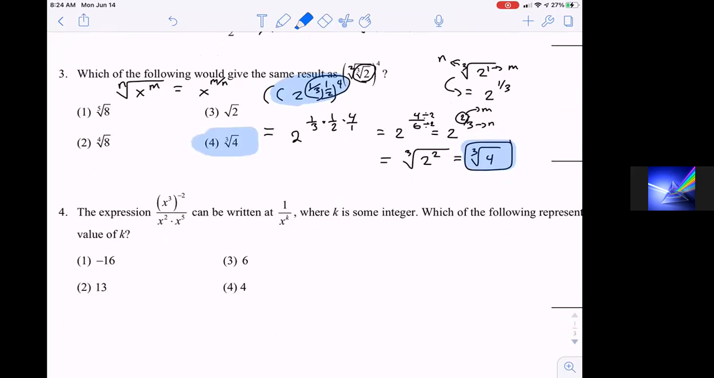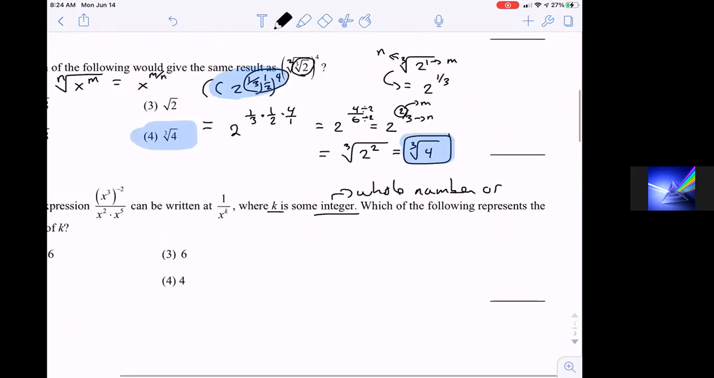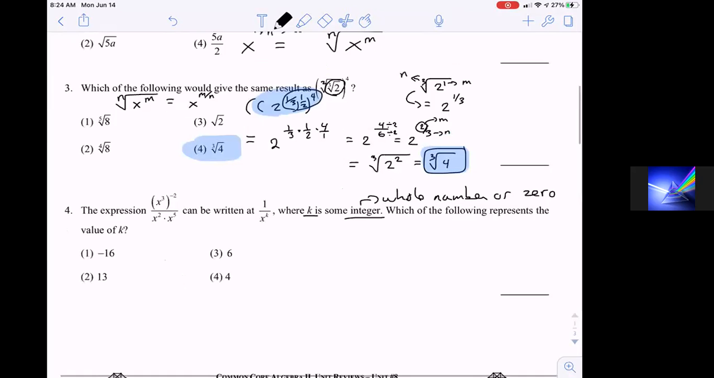Number 4, it says the expression x to the third raised to the negative second power over x squared times x to the fifth can be rewritten as 1 over x to the k, where k is some integer. Remember, an integer is a whole number or 0, right? It's a counting number, a negative counting number, or 0. Okay, so which of the following represents k? So we're looking to find out what that integer is, right? What's the exponent? 16, negative 16, 13, 6, or 4.